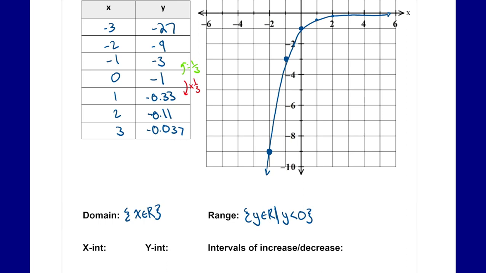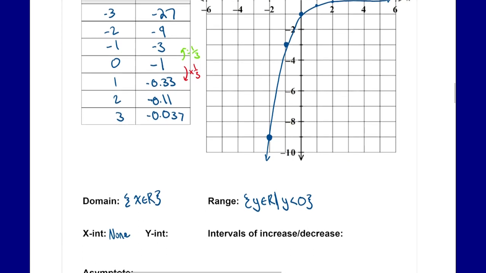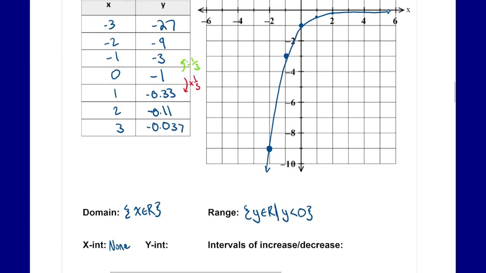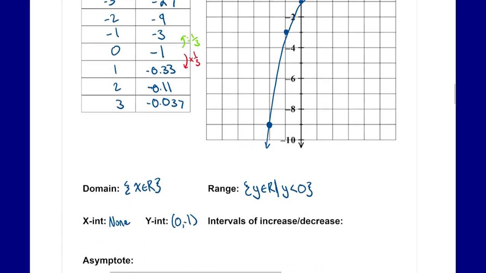Our x-intercept, well, it's never touching the x-axis, so there is no x-intercept, there is none. Our y-intercept, again, that's our initial value. We can see where it's crossing the y-axis. This is (0, -1).